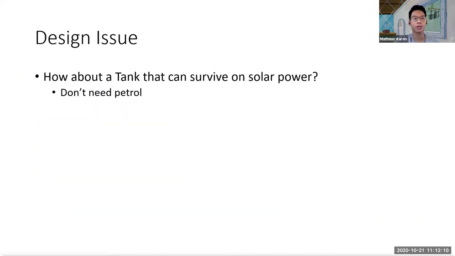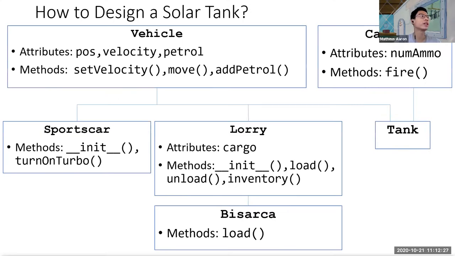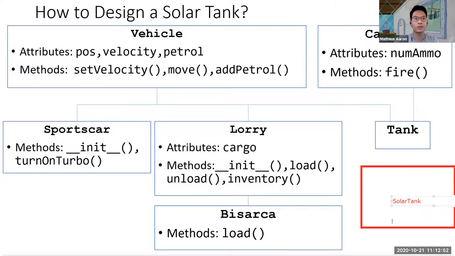All right. Now this is task two. How about a tank that can survive on solar power and does not need petrol? Okay. How to design a solar tank? This is not that we modify the tank, but that we have a new tank called the solar tank. Okay, so we have a new object called the solar tank, where it has the attributes of a vehicle, a cannon, a tank, but then it doesn't have the petrol feature.